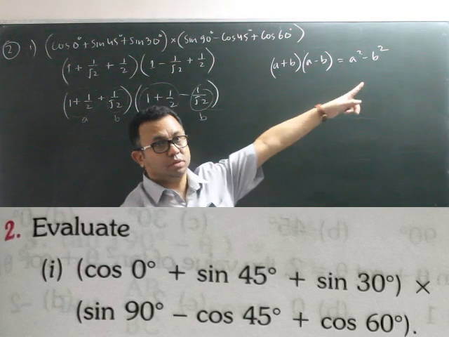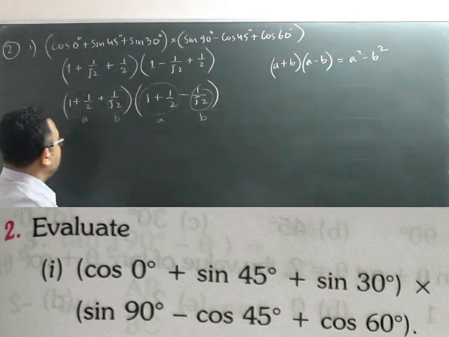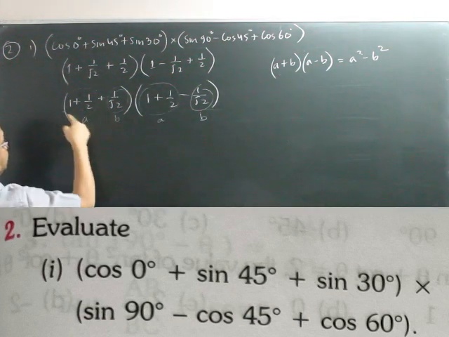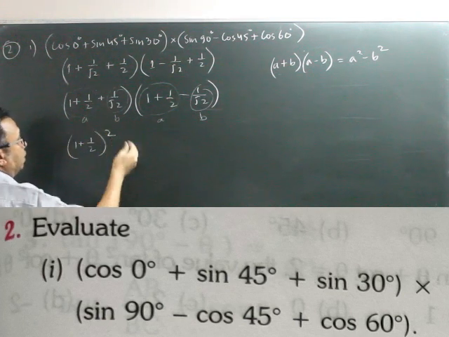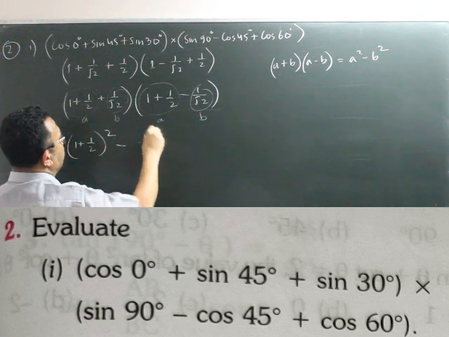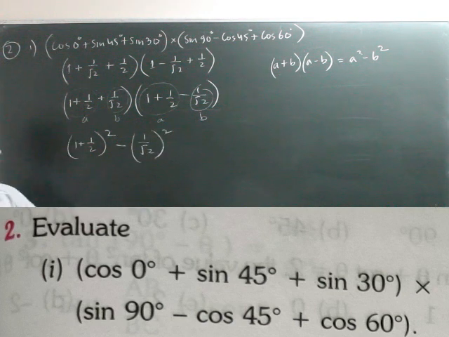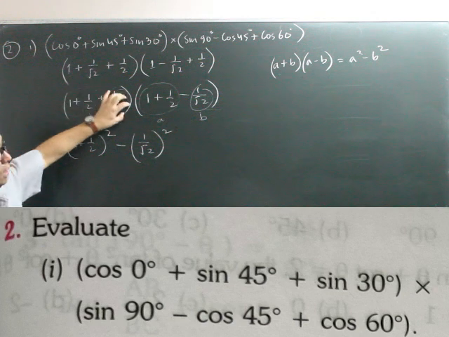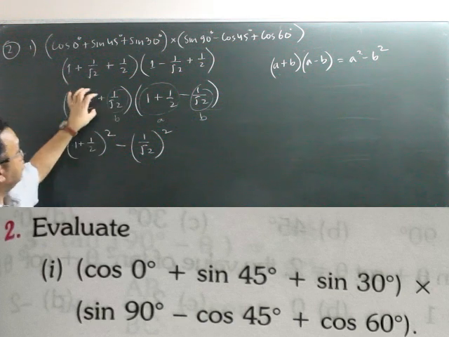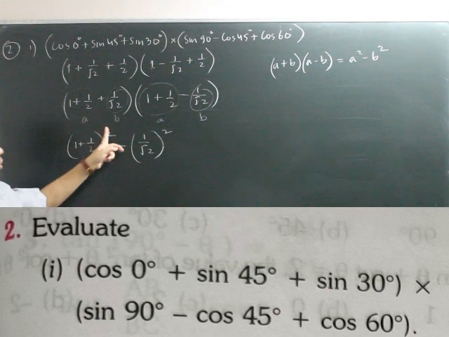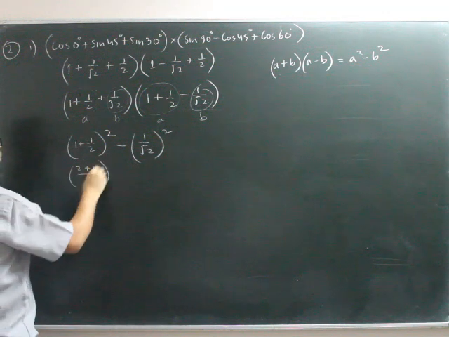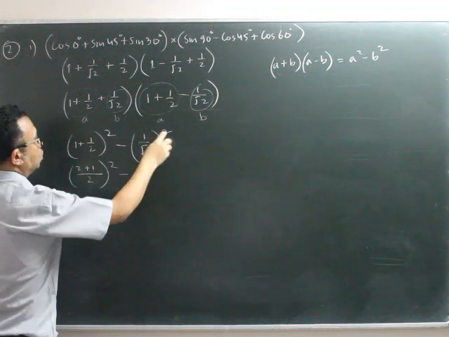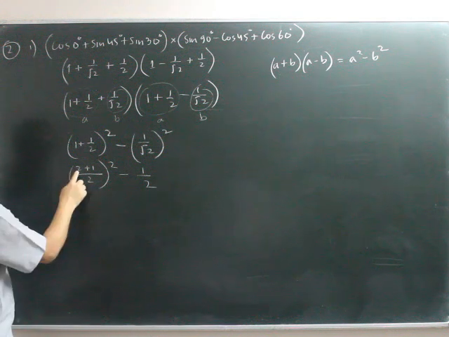A plus b into a minus b is a square minus b square. Since this is a plus b, a minus b, our a is this one, so it is a square then minus b square. Our b is 1 by root 2, squared. So again I am repeating, a plus b into a minus b is a square minus b square. Before I square it, let me add these 2, taking 2 as an LCM, this will be 2 plus 1, 3.